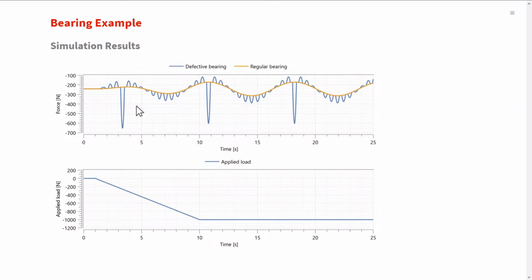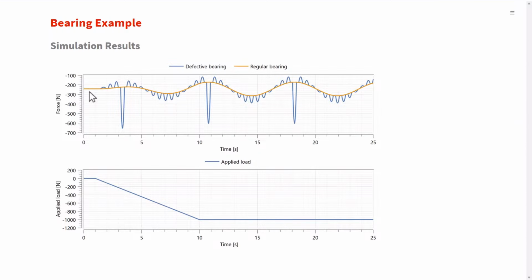Let's look at the blue line here, which shows the roller forces in the defective bearing, and we have the regular bearing depicted in orange. Our bearings are preloaded, which is why our simulations begin with constant force. This practice ensures that the rollers are always under compression and don't move around freely between the outer and inner cage.